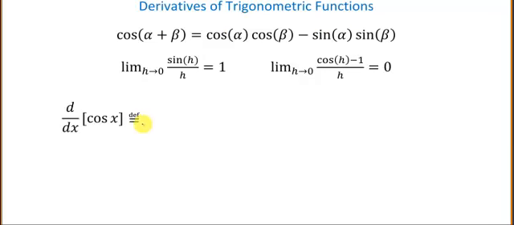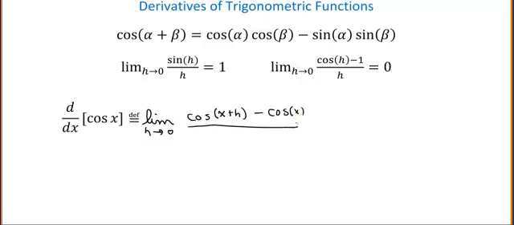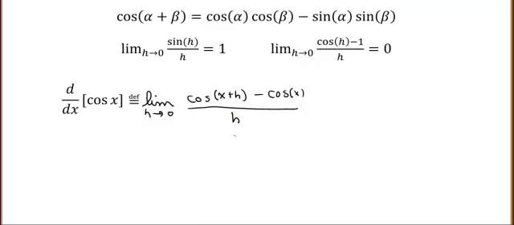According to the definition, this is the limit as h approaches 0 of cosine, where each instance of x has been replaced by x plus h, cosine of x plus h, minus cosine of x. Notice this is the change in the function value of cosine, or like the delta y, divided by h, which is the delta x, and we take the limit of that as h approaches 0.